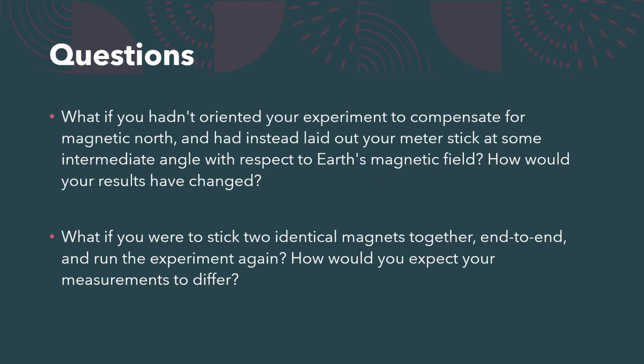If it's not calibrated correctly, then it could lead to incorrect results. What if you hadn't oriented your experiment to compensate for magnetic north and had instead laid out your meter stick at some intermediate angle with respect to the Earth's magnetic field? How would your results have changed? The Earth's magnetic field would actually interfere with the measured values for the magnetic field, skewing the results. And if you were to stick two identical magnets together end to end and run this experiment again, how would the measurements differ? The measured values for magnetic fields would roughly double, and their directions would remain the same.